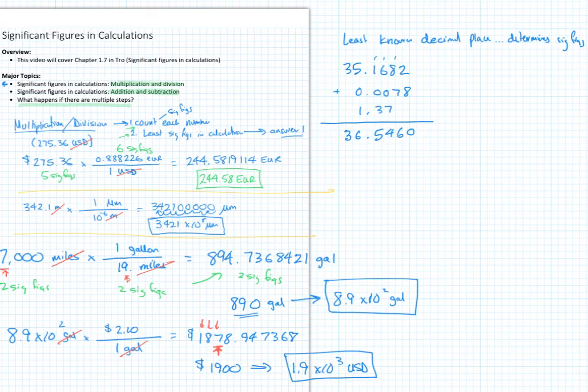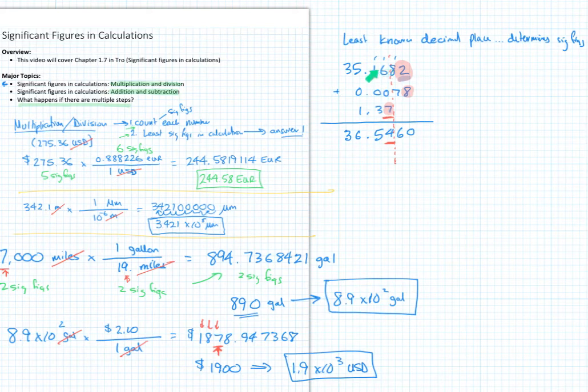36.5460. Okay, so here's how the addition subtraction rule works. We go through and we look and we see where is the last significant digit. So this one, the 2 is the last significant digit. The second one, the 8 is the last significant digit. This one, the 7 is the last significant digit. And the important point to note is this one is in the hundredths place. So whatever the least number of decimal places is, that's where my answer is going to have to be. All of these digits beyond that decimal place are not going to count in my final sig fig calculation.